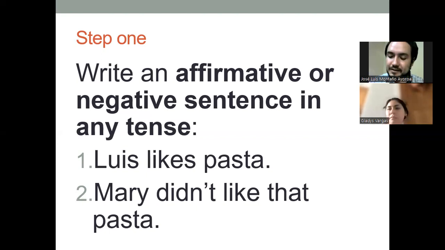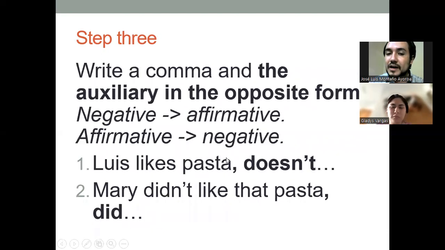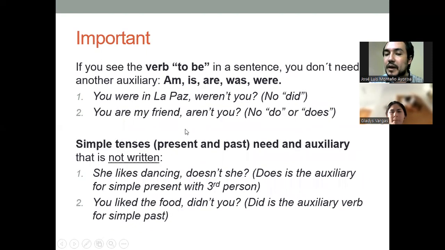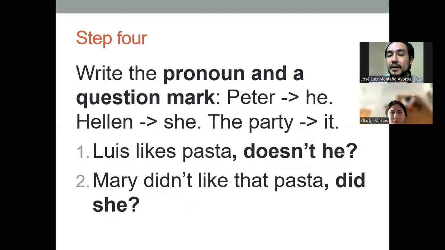Now, knowing that, we can go to the next part. So you recognize the tense and you recognize the auxiliaries. Once you have that clear, you do what I told you, right? If it's affirmative, this has to be negative with a comma. If this is negative, this has to be affirmative with a comma. And after the auxiliary, you use a pronoun, right? Doesn't he, did she. Because we don't say Luis, we don't say Mary, right? So with that, we can work our examples.